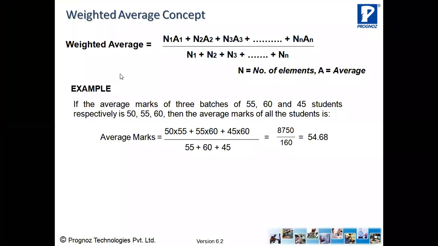Okay, this slide some of you must have seen earlier, but before that, today we'll be covering allegation and ages. So we'll start with allegation, and allegation works on weighted average concept. Suppose there are two classes, class 5A and 5B. 5A average marks is 60% and 5B average marks is 70%. Now, if we mix both of them together, what is the combined average?